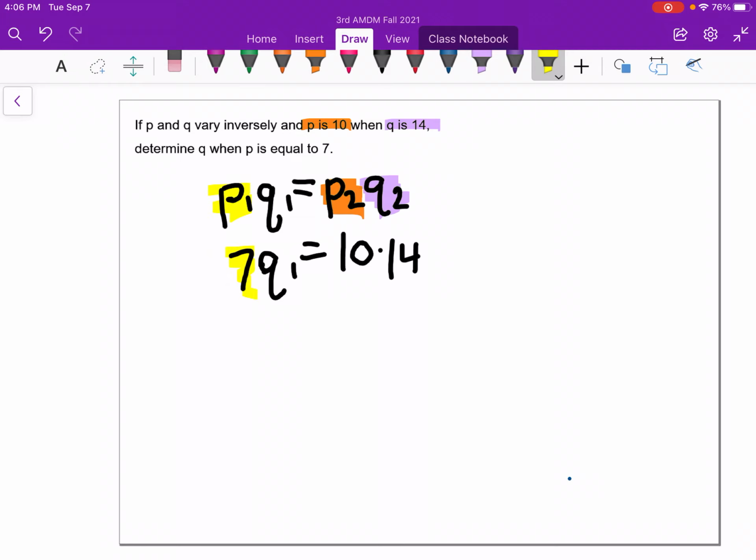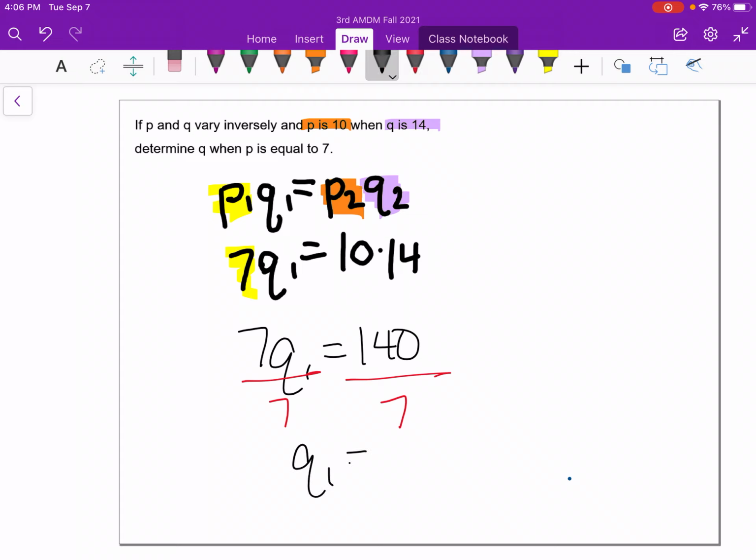Okay, so we simplify this. We have 7 times q1 equals 140. Divide by 7, and 140 divided by 7 is 20. So q1 equals 20.